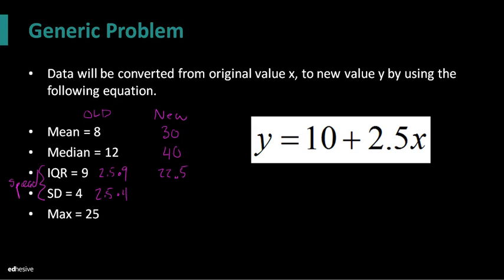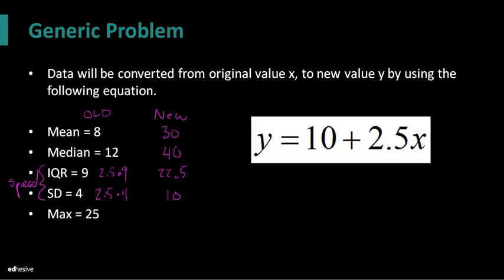And 2.5 times 4 would give me a new standard deviation of 10. So remember, multiplication only affects IQR and standard deviation. Well, I take that back. I said that kind of wrong. Multiplication affects everybody, whereas the addition of the 10 only affected the mean and the median. So be careful with that.